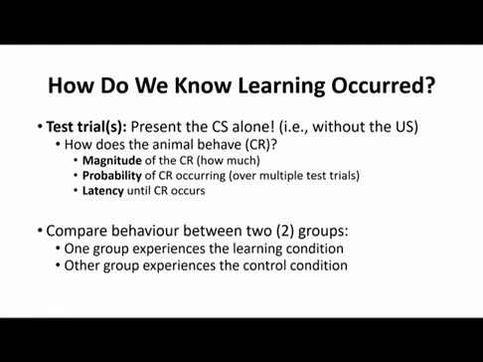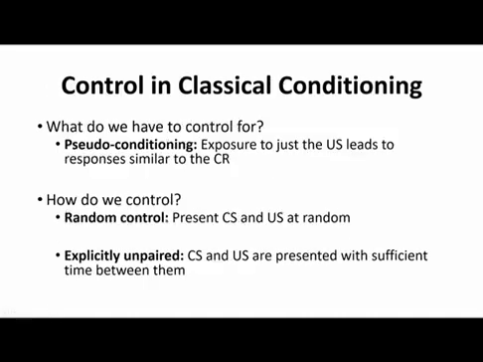And then we can compare differences in their magnitude, probability, or latency, or whatever other measure you can come up with. If we want conclusive evidence of learning, then we're going to need to compare two groups, and we're going to want to have some kind of reliable measure of how that behavior is different between the two groups. And of course, if we're conducting good science, we're going to want some kind of control here.